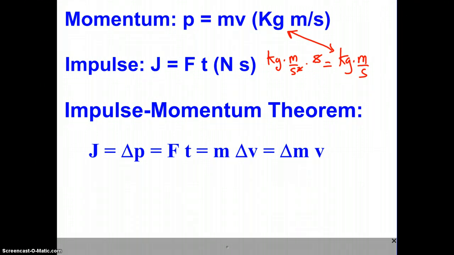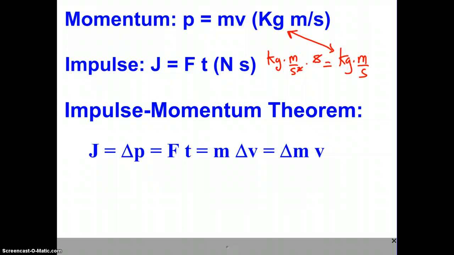Now, anytime we throw a delta in front of a quantity, meaning change, that means something used to calculate that quantity had to also have changed. p is the product of mass and velocity. So that means if there's a change in momentum, that has to mean there was a change in mass, or a change in velocity, or a change in both.